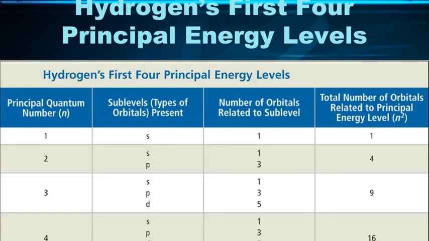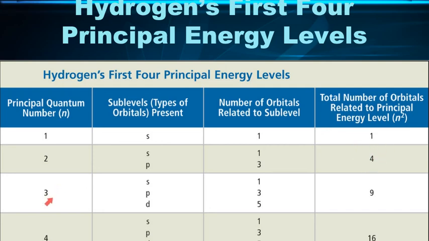So for the first 4 levels of hydrogen, here's what it looks like. If you have n equals 1, the only type of sublevel possible is s. You've only got one possible orbital there, and the total number of orbitals related to the principal energy level is 1. If n equals 2, you can have s and p shaped orbitals. There's one s, so there'd be 2s. There are 3 2p orbitals, again, the 2px, 2py, 2pz, for a total of 4.